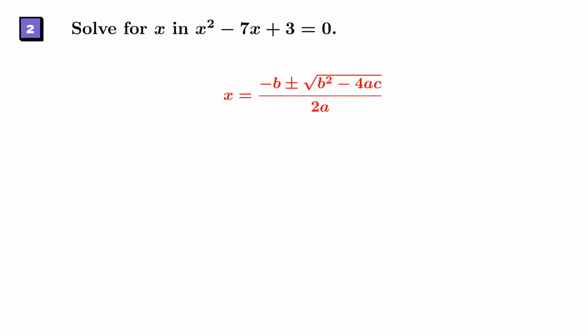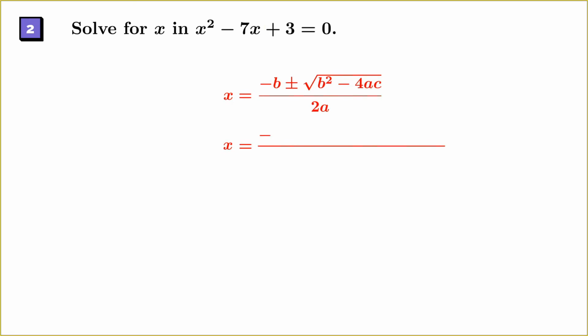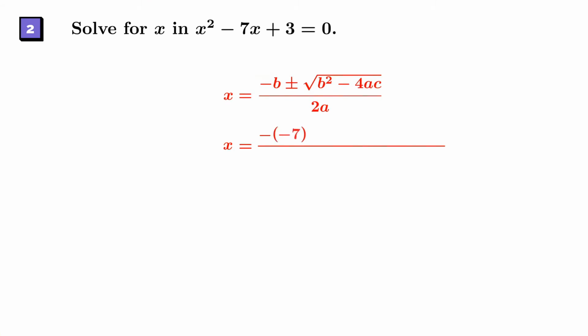So, substituting the values, we have x equals negative. No, kasi meron tayong negative dito sa formula eh. Tapos, yung value ng B ay negative 7. Plus minus the square root of B squared. So, negative 7 squared. And then minus 4 times the value of A, so 1, times the value of C, which is 3, all over 2 times A, so 1.